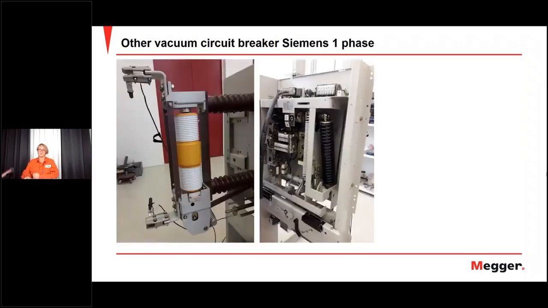Here we have a one-phase breaker. This is on an HVDC station. And to the left, you see the single pole. And to the right, you see the other side of the breaker, the mechanism with a spring mechanism. You can see the spring here to the right.